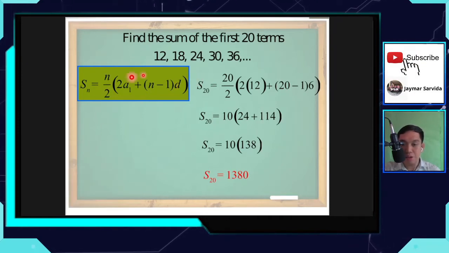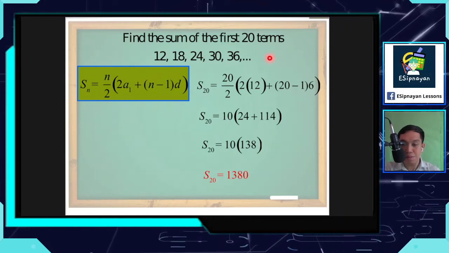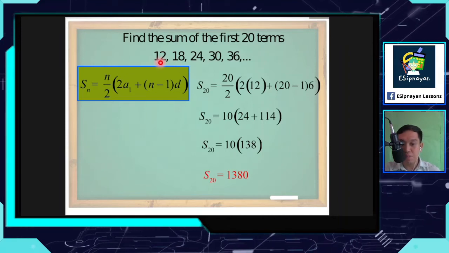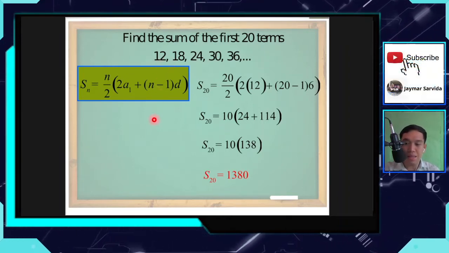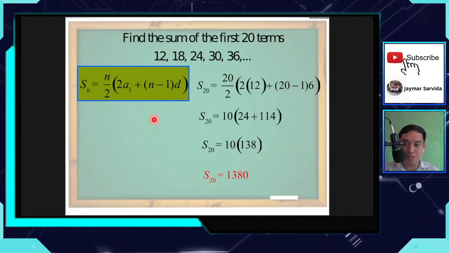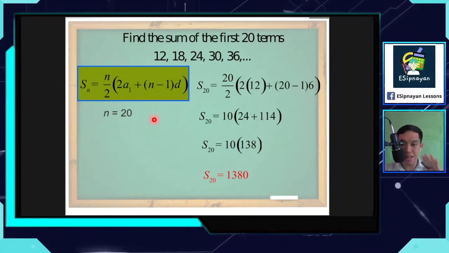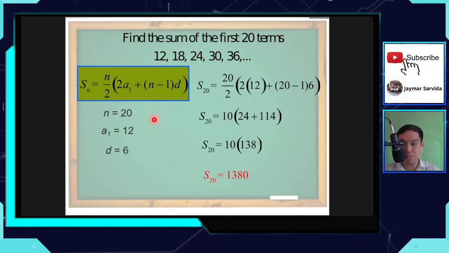Okay, bakit kamo? Ito yung formula na ating gagamitin dahil wala tayong last term, pero mayroon tayong first term at saka common difference dito. Yung first term natin is 12. Okay? So, hanapin na natin yung ating answers dito. So, isulat muna natin lahat ng ating mga given dito ha. So, n is equal to 20, a sub 1 is equal to 12, at yung ating common difference ay 6.